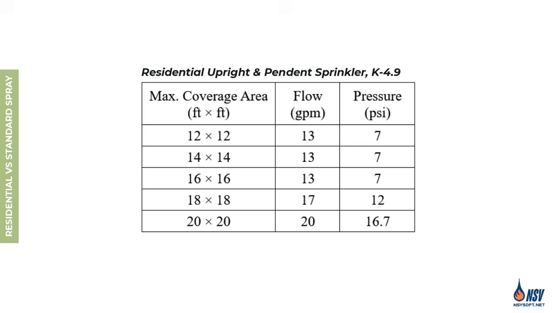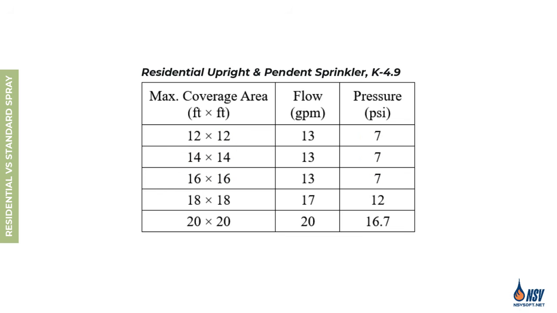Let's look at a hypothetical model of a pendant sprinkler specification table, similar to the tables found in the datasheets of reputable brands such as Tyco, Viking, or Victaulic. Based on this table, if 16.7 pounds per square inch is provided, the sprinkler can cover an area of 20 by 20 feet, while a pressure of 12 pounds per square inch allows coverage of 18 by 18 feet. It is interesting that for coverage areas of 16 by 16, 14 by 14, and 12 by 12 feet, the minimum required pressure is listed as 7 pounds per square inch.